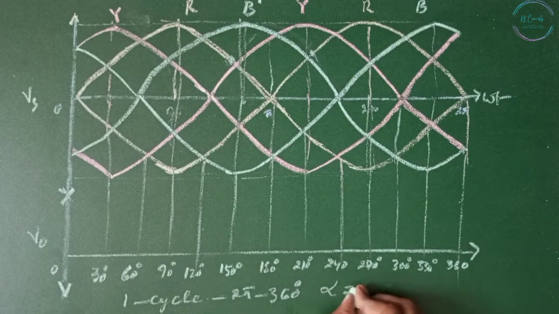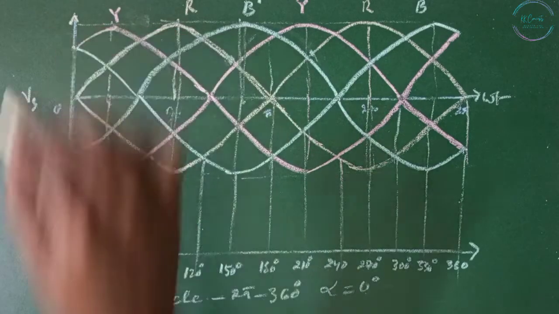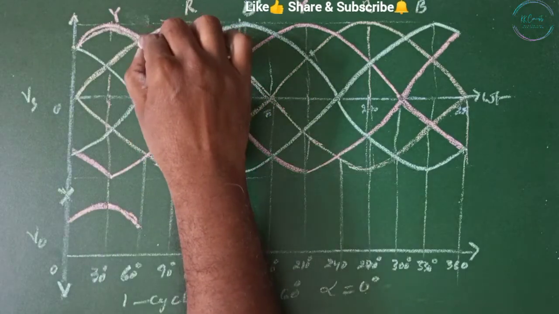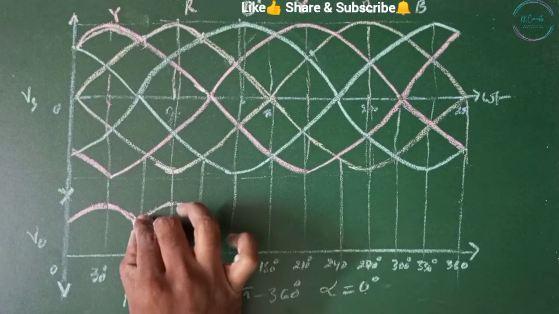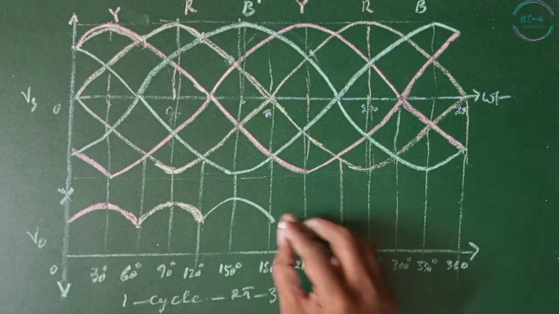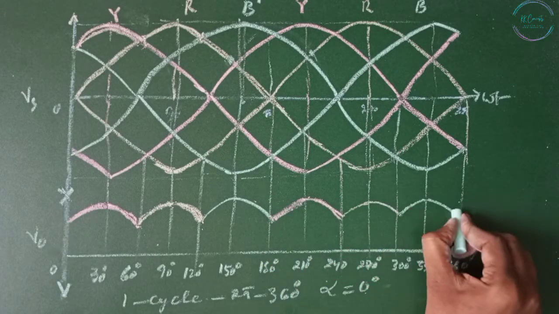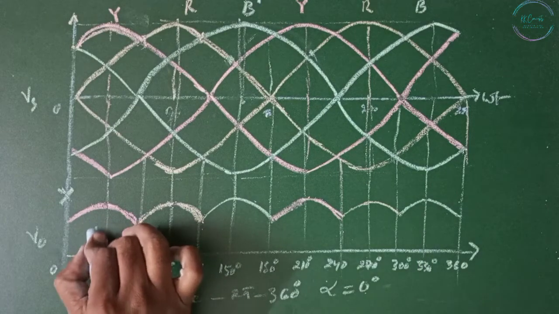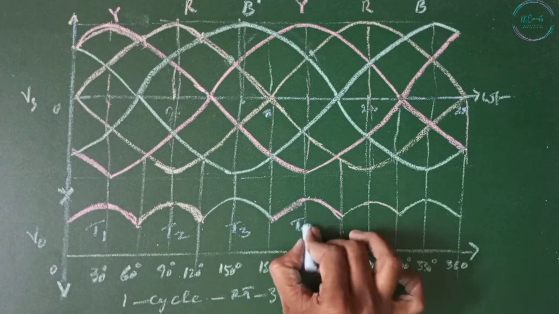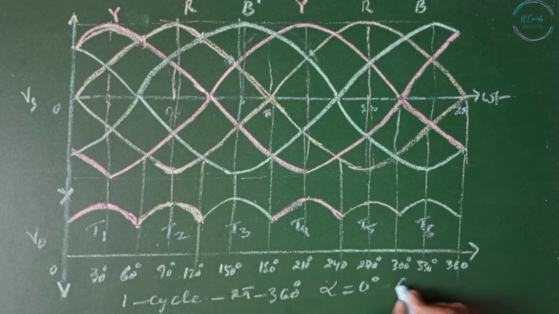If alpha equals 0 degrees, then Y dash is going to conduct from the beginning. R is going to conduct from here to here, B dash is going to conduct from here to here, and this cycle repeats. You can see here Y dash is connected to T1 and R is connected to T2, then T3, T4, T5 and T6. We got 6 pulses.